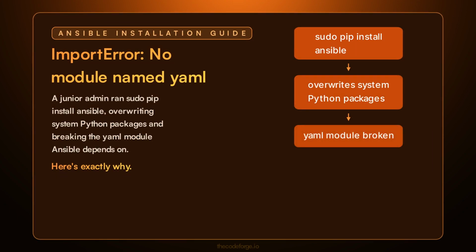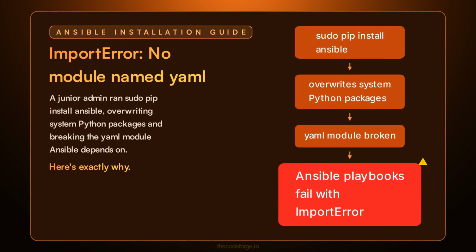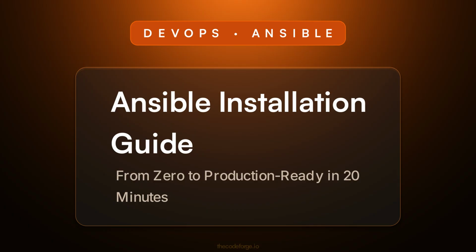Your Ansible playbooks just died with no module named YAML. A single sudo pip install ansible broke the entire control node. Let's break down the Ansible Installation Guide, how it works, and the exact mistake behind that failure.